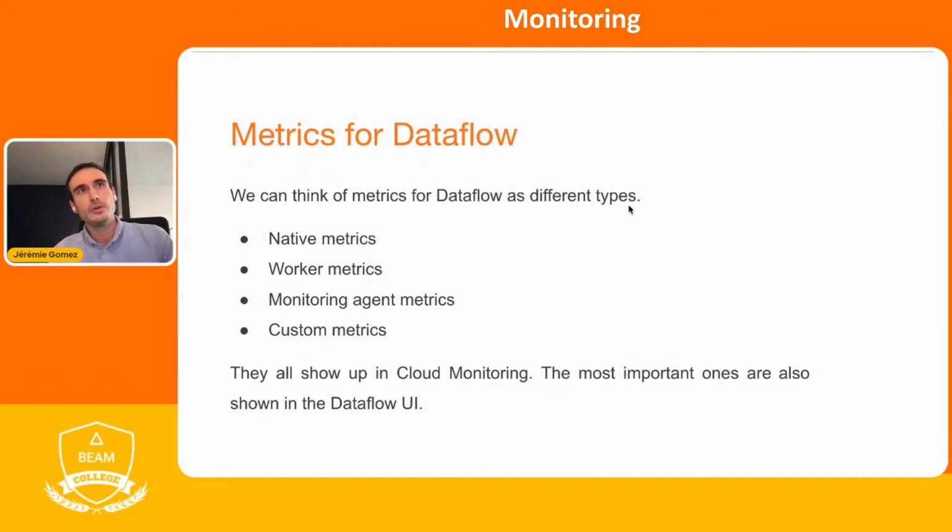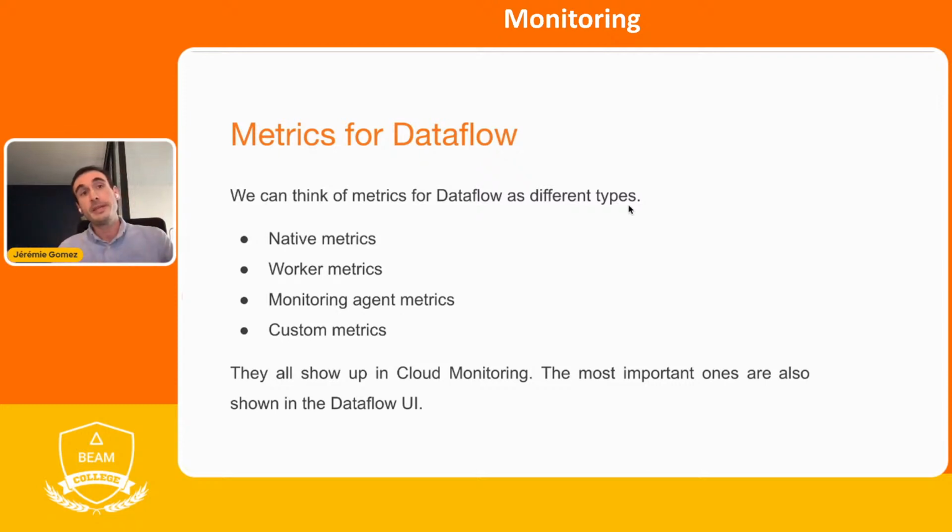Okay, so you can think of metrics in Dataflow in broadly 4 types. What I call the native metrics, which are really metrics about your job. Then the worker metrics, which are the metrics about the workers that are running your jobs. Then you have something more, which is called monitoring agent metrics. And then at the end, you have things called custom metrics. Now, I will show each of them to you.